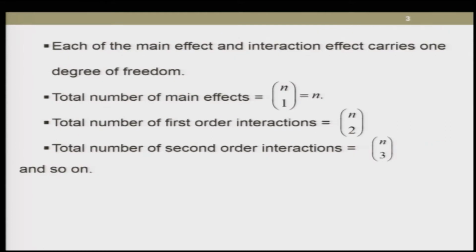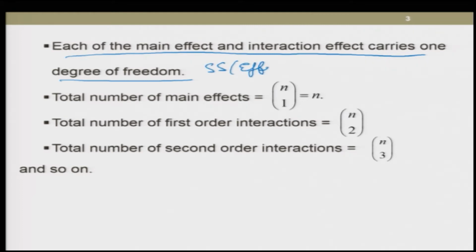We also had seen in the case of 2 square and 2q factorial experiments that each of the main effect and interaction effect has 1 degree of freedom, in the sense that the sum of squares of that effect follows a chi-square distribution with 1 degree of freedom under normality of y, that is the response variable.